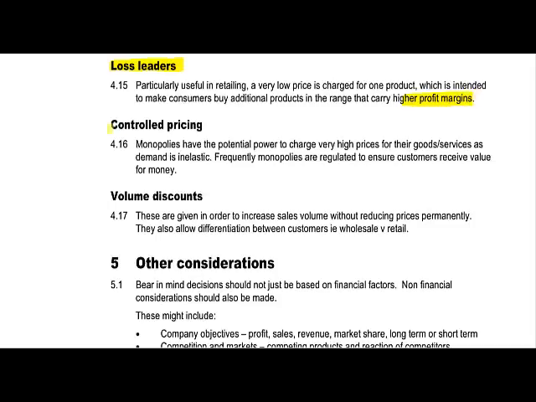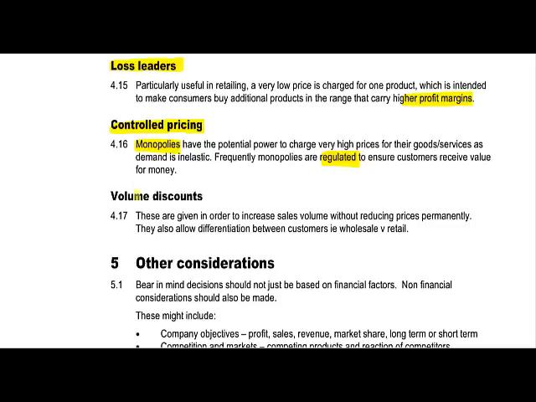Control pricing, here we're talking about a monopoly. A monopoly is where you've only got one business, one provider in a particular market, and they potentially can charge very high prices because they've got control. Also, the demand for that product is inelastic. So here we're looking at things like water supply, gas, electricity, and because of the monopolistic power, you get regulation in those markets. So Ofwat, Ofgem, etc. They are regulating those markets to make sure that customers get value for money. Otherwise, they charge too high prices.